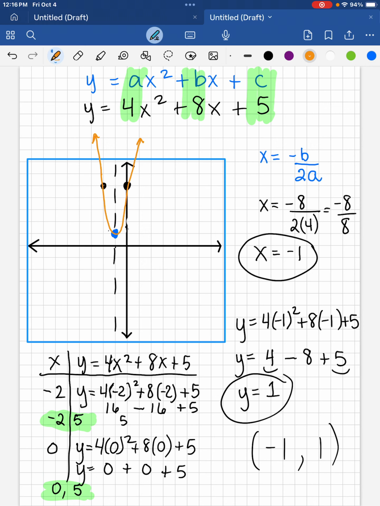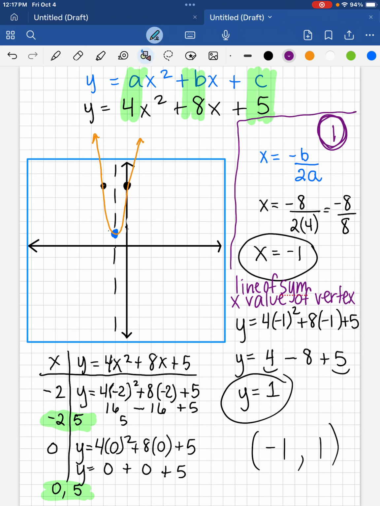So just to recap, you had 3 parts to this. The first part, find the line of symmetry and the x value of the vertex. That's what this was right here. And if I wanted to kind of box that off, this is where it would get boxed off at.